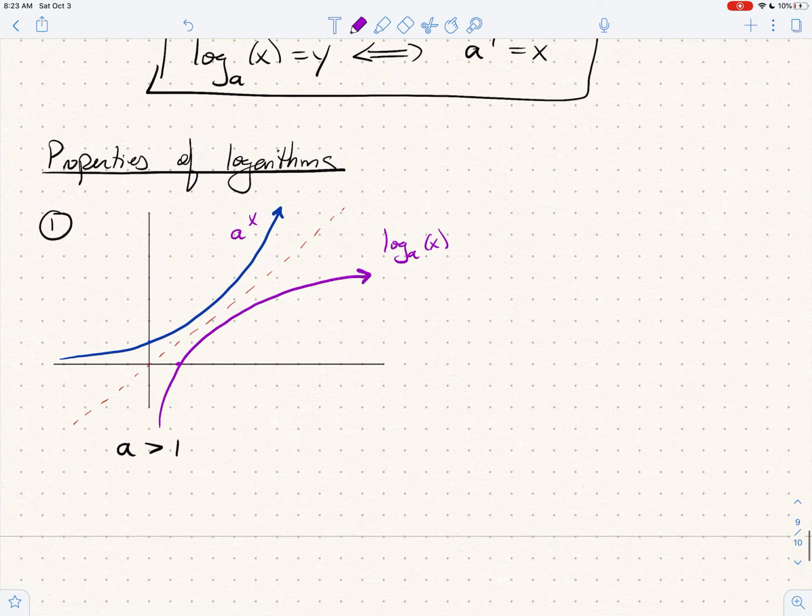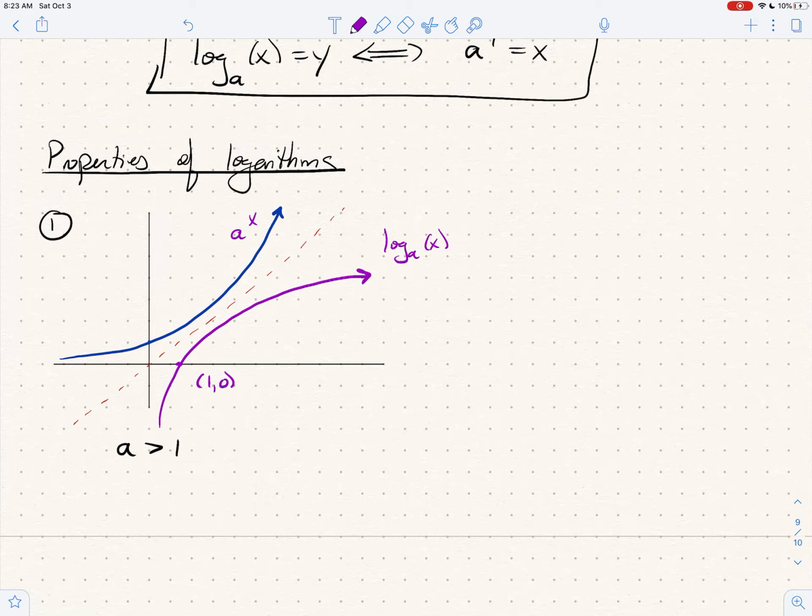Of course, there's a similar graph for when a is less than 1 but bigger than 0. I won't graph that here. A key point on the graph you should be aware of is x is 1, y is 0.